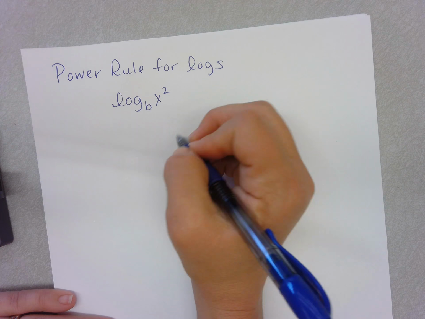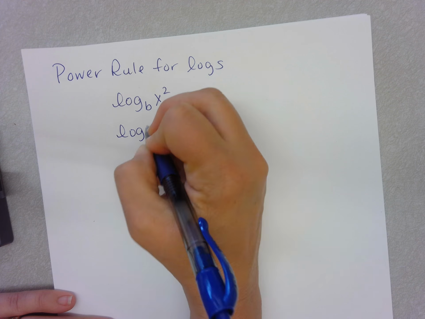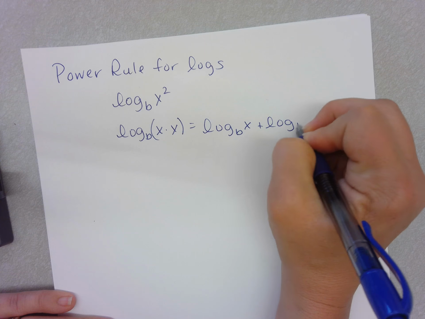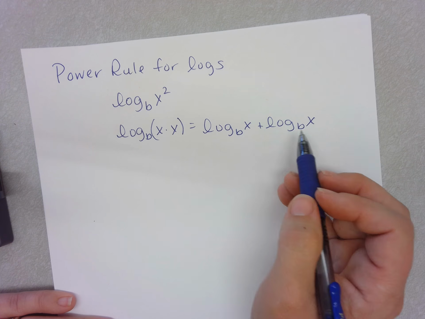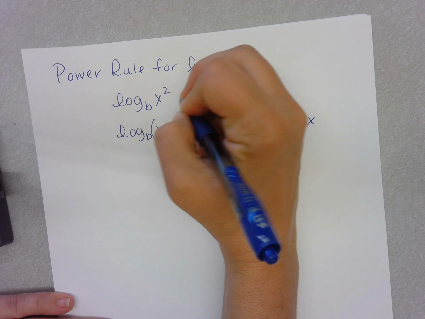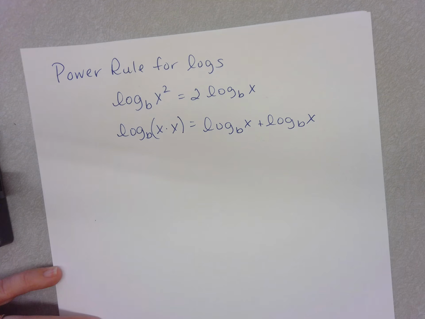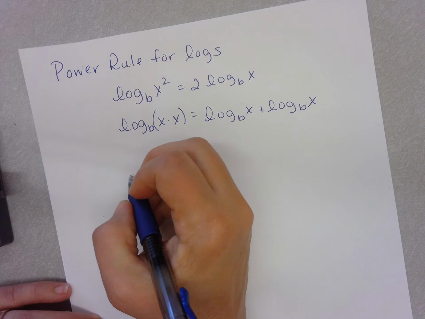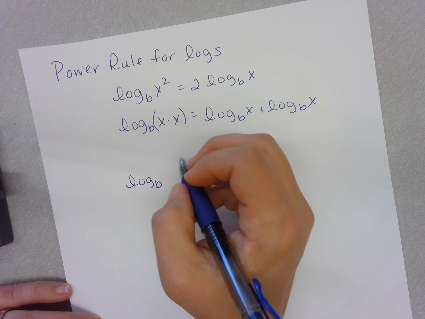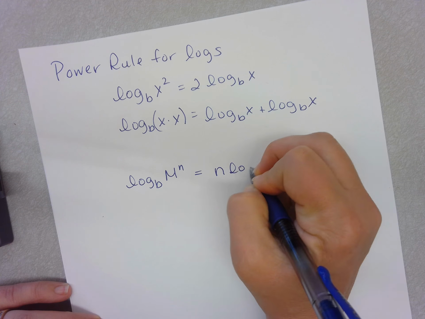We can think of this, right? x squared is a product, so I could just think of this as log base b of x times x, and use my product rule, which says I have log base b of x plus log base b of x. And really, these are the same things. It's just like x and x, and when I have x plus x, I have two of them, so this would be 2 log base b of x. Okay? And so we can generalize that for all. So basically, if I have the log base b of m to the n power, then we can write this as n times the log base b of m.